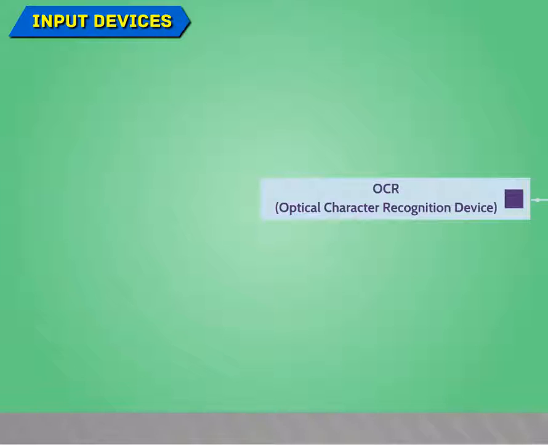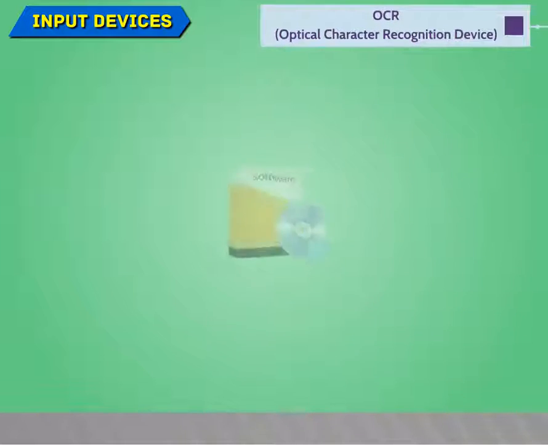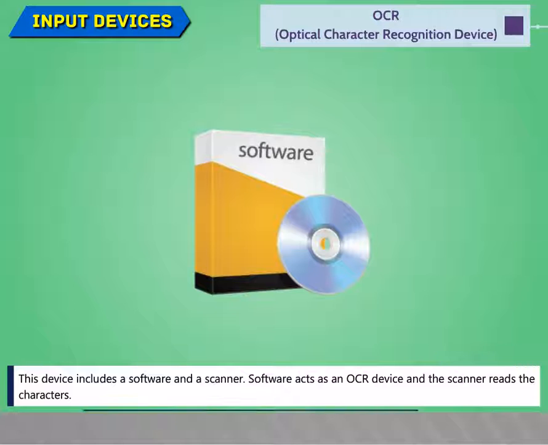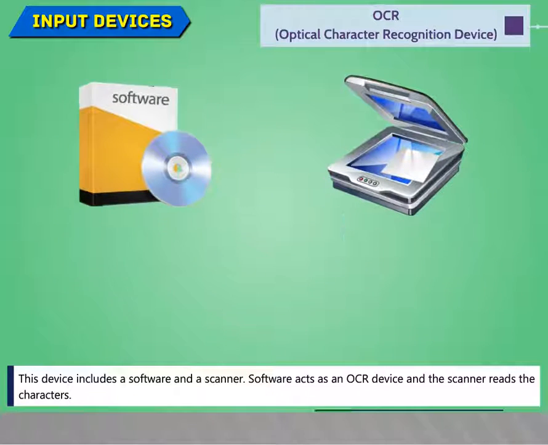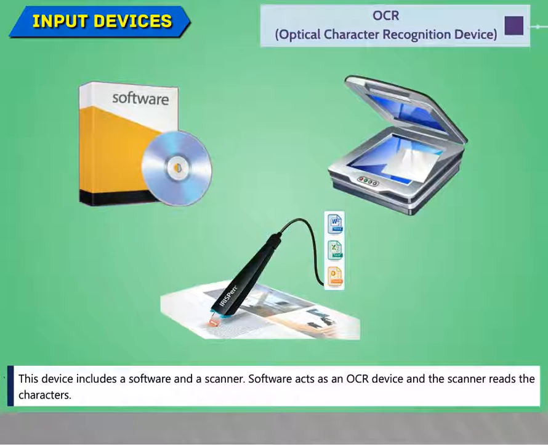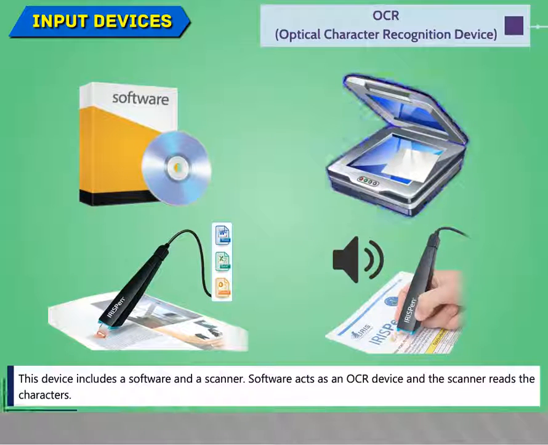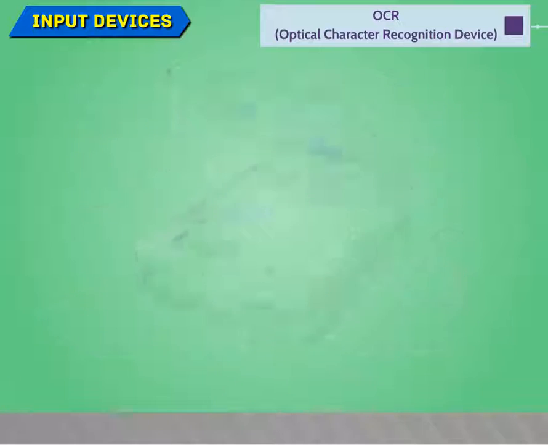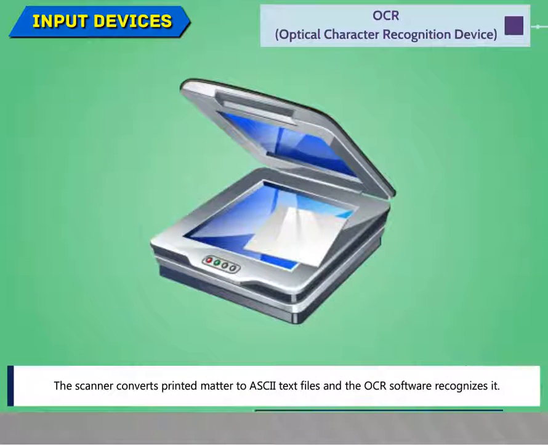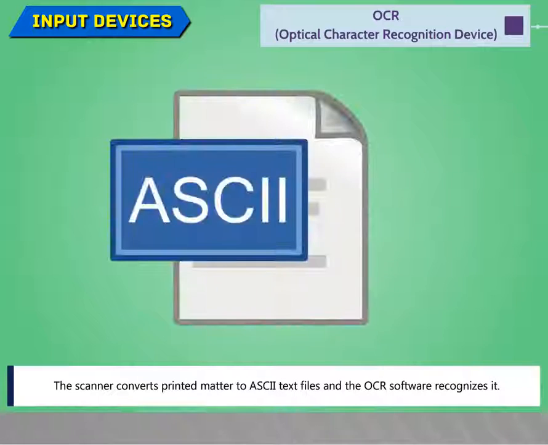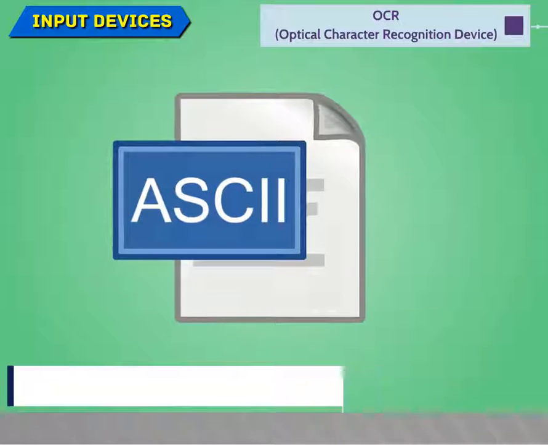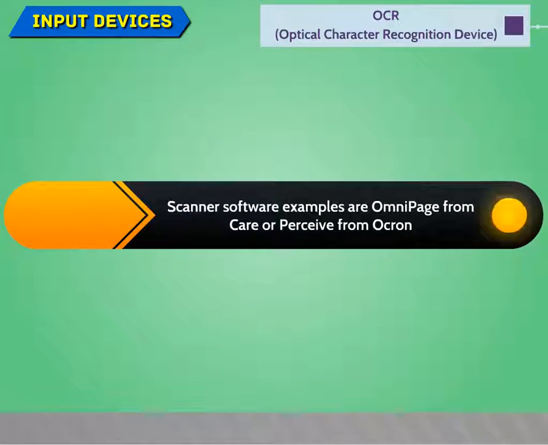OCR, that is optical character recognition device. This device includes a software and a scanner. Software acts as an OCR device and the scanner reads the characters. The scanner converts printed matter to ASCII text files and the OCR software recognizes it. Scanner software examples are OmniPage from CARE or Perceive from Ocron.